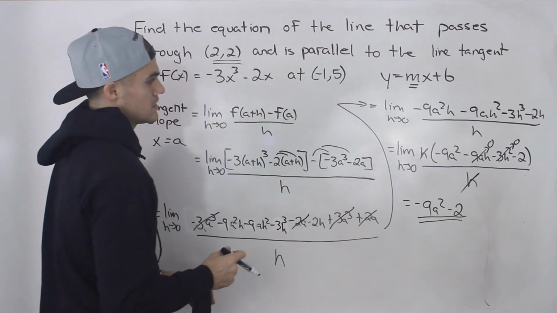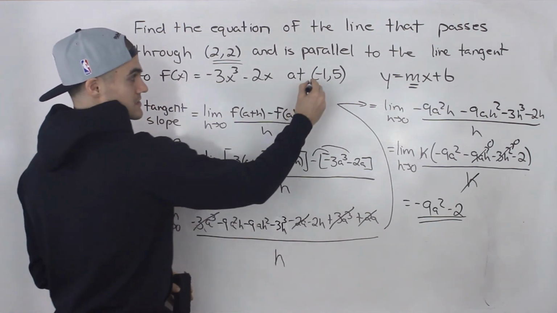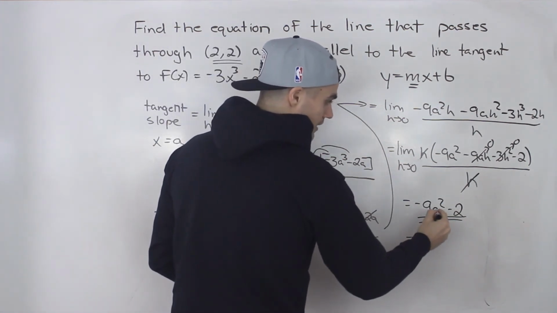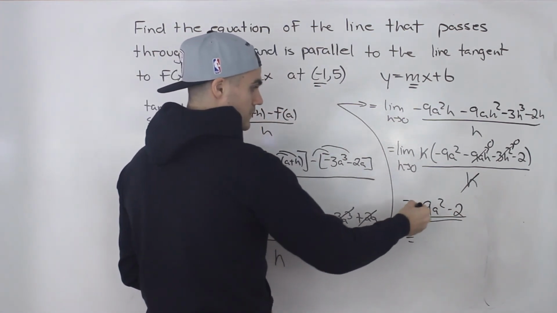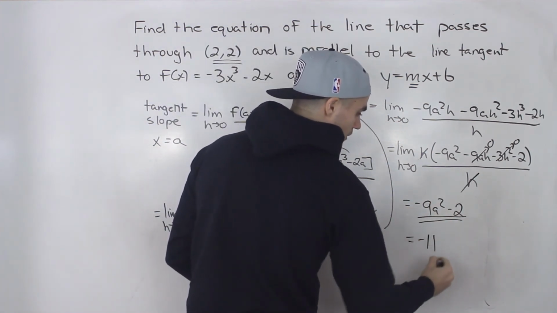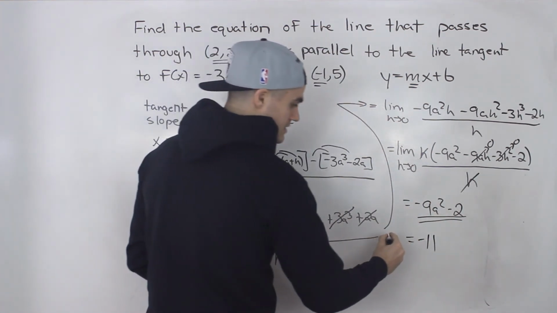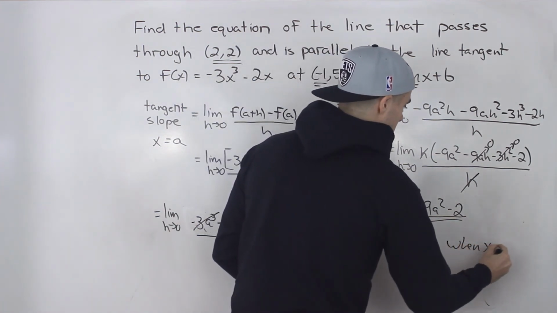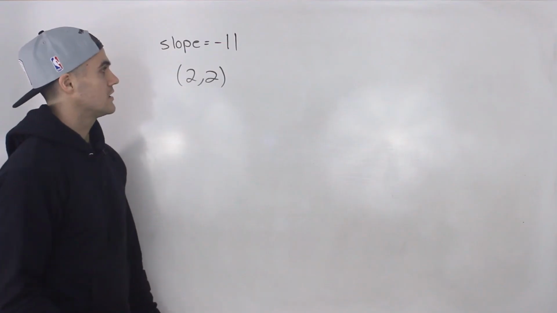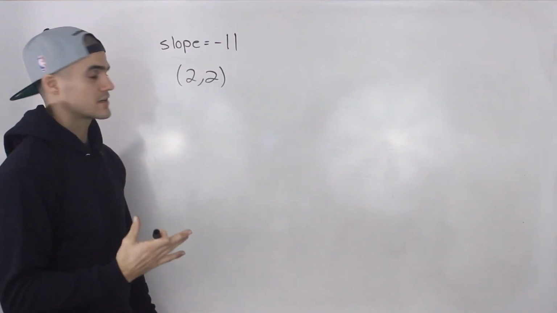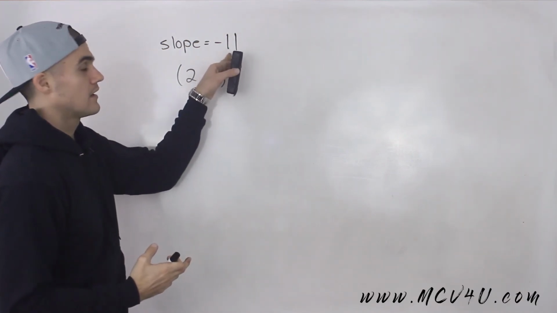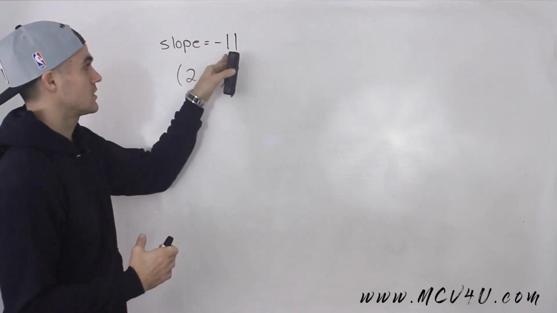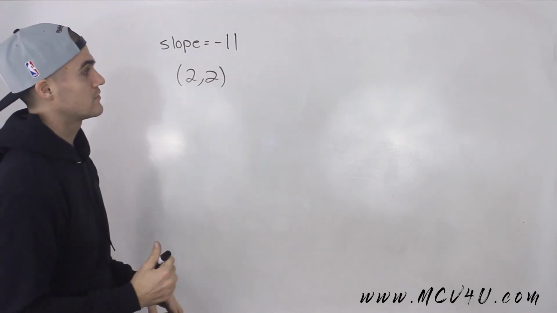But we want the slope of the tangent at this x value of negative 1. So if we plug in negative 1 for a, negative 1 squared is 1, times negative 9 is negative 9, negative 9 minus 2 is negative 11. So that is the slope of the tangent when x equals negative 1. Because the slope of the tangent at an x value of negative 1 is negative 11, and we're told the line we're finding is parallel to that tangent, the slope of our line is going to be negative 11 as well.